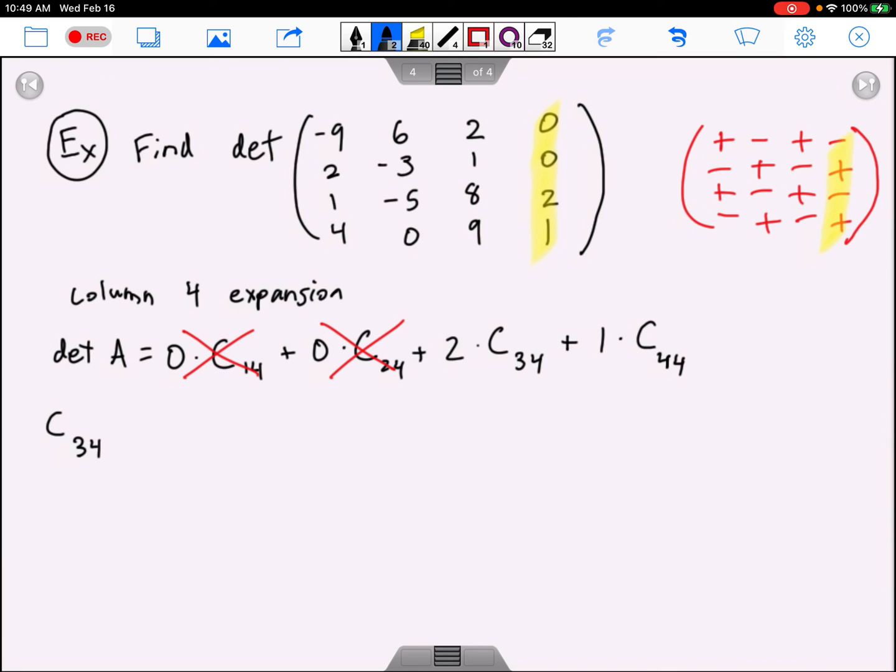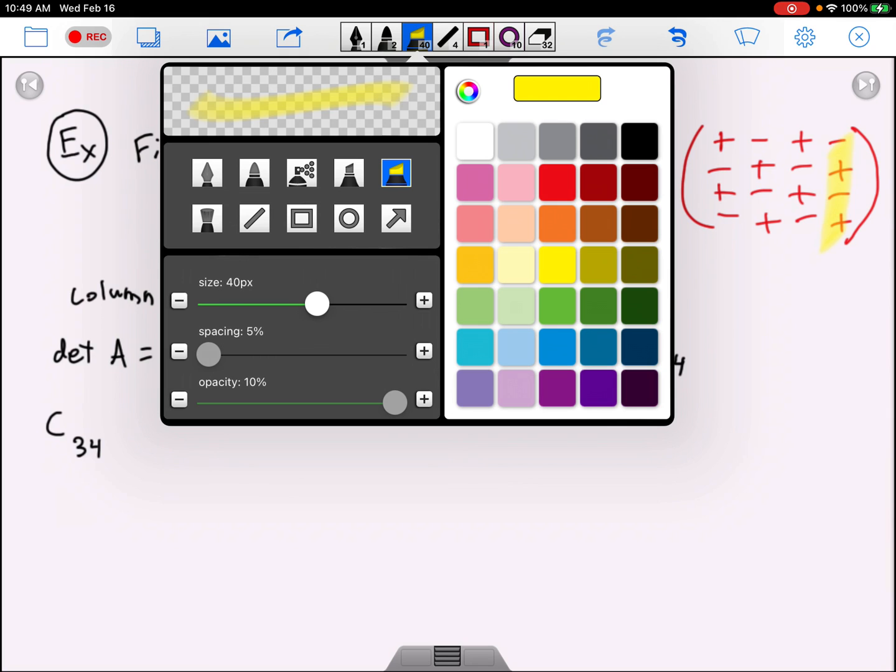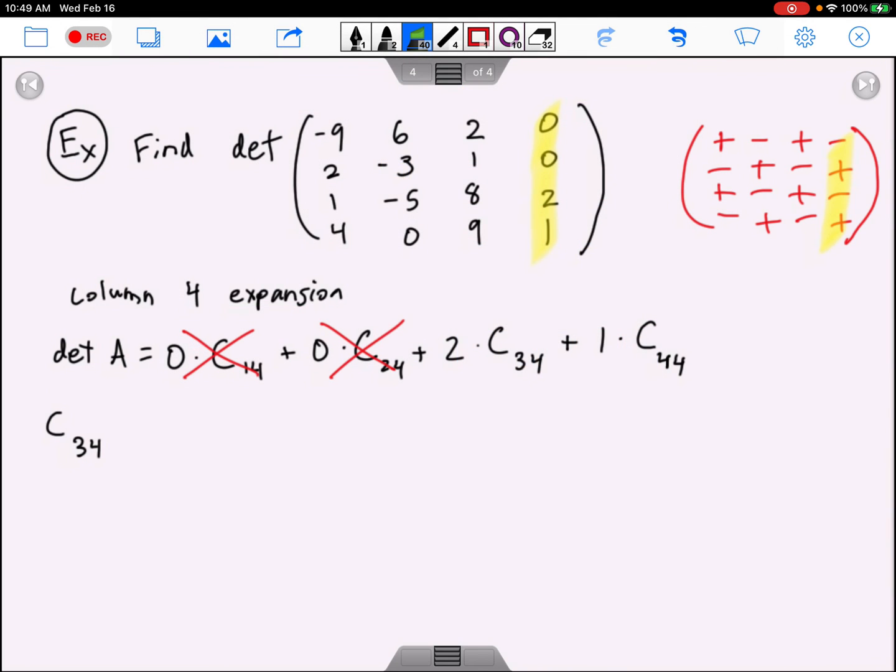So cofactor 3, 4, remember we have to delete the row and the column and then look at the determinant of what's left. So we're going to delete this guy and this guy. Notice we have to do the determinant of a 3x3 matrix. Yikes. Yes, these can get quite complicated.